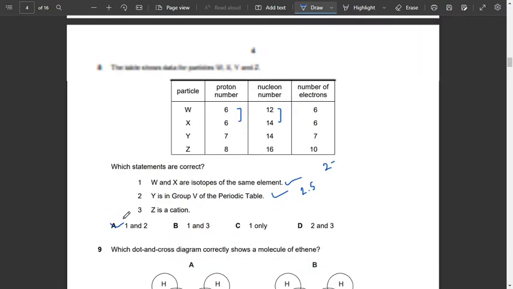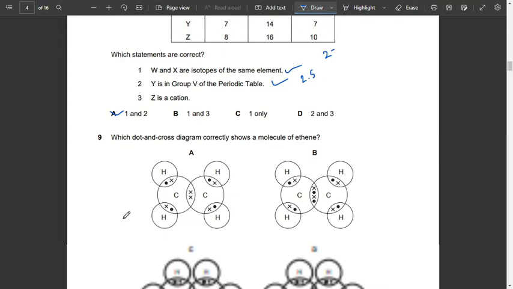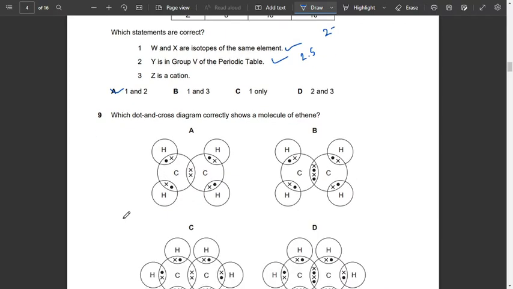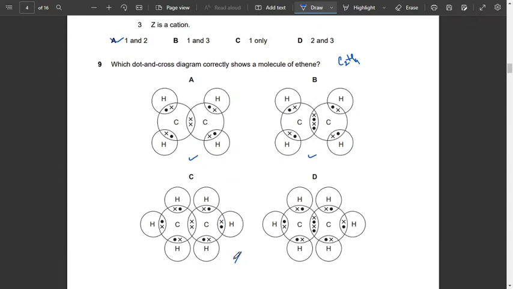So now moving on to MCQ number 9. MCQ number 9 says: which dot and cross diagram correctly shows a molecule of ethene? Ethene, what is the formula of ethene? It's C2H4. So if you look over here, this is C2H4 and this is C2H4. However, this is not C2H4, so these both cannot be the right answer at all.